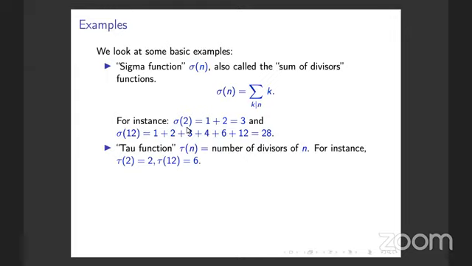Then there's another function called the tau function. This only counts the number of divisors of n. For instance, tau of 2: 2 is, as I mentioned, the smallest prime, so 1 and 2 are the only divisors of 2. So tau of 2 is 2. And then tau of 12: take all the divisors of 12, they are 1, 2, 3, 4, 6, and 12. So there are 6 of them. So tau of 12 is 6.